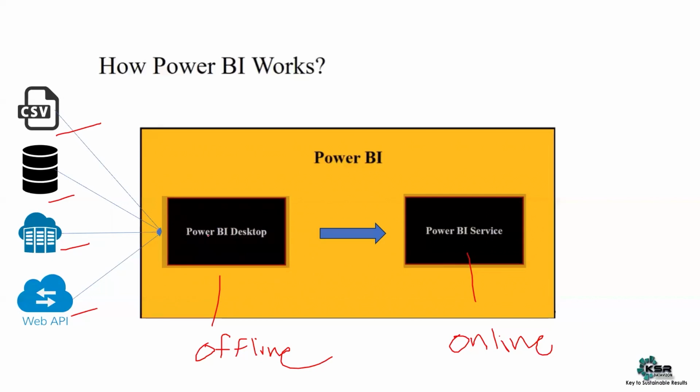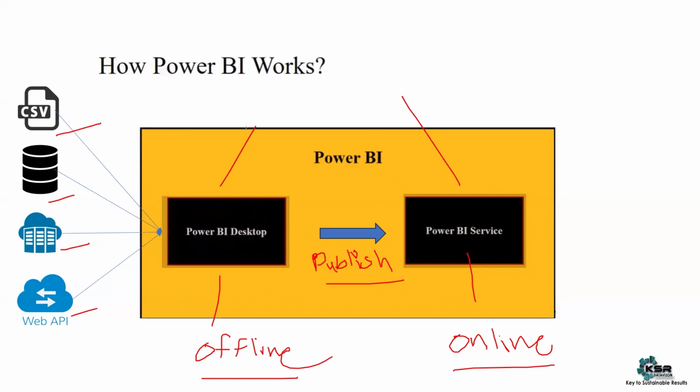Once the report is created, you can publish that report to the online service. You have to publish the report to make sure it is viewed by multiple people. In order to share that report, you have to publish it to the Power BI Service. So Power BI Desktop is an offline tool, whereas Power BI Service is an online website. From that website, any individual can log in and access the report. So there are two different components, Power BI Desktop and Power BI Service.